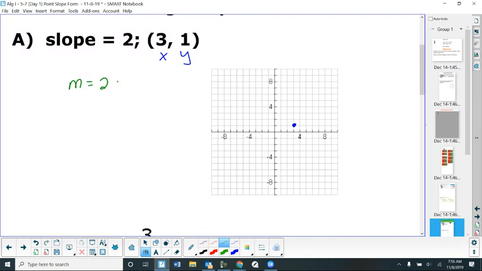How do you make 2 a fraction? You put it over 1. So from this point, we do what, Monica? Up 2, right 1. Or we could do a double negative and go down 2 and left 1. And there is my line. Okay? So it's the same thing that we've been doing. It's just that now we're going from a given point instead of the y-intercept.